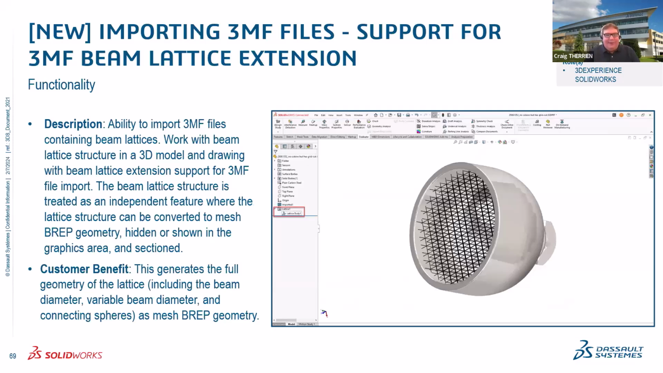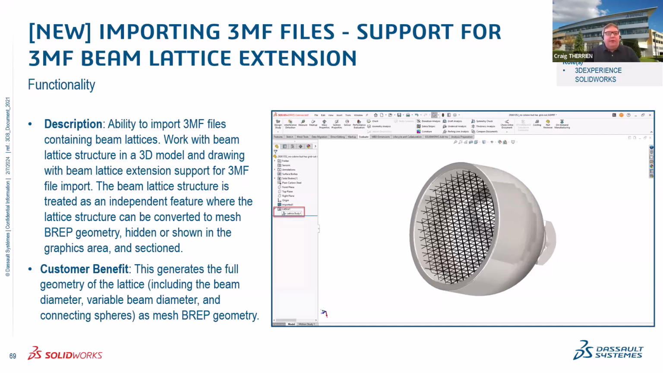This is the one I was talking about. When you bring in a 3MF file, typically if you're bringing in some kind of lattice, it's going to come in as mesh, all right? And that's very heavy. So now when we bring in the 3MF file, we're able to read the structure of the mesh and create a lightweight graphic that shows basically just where the framework would be.